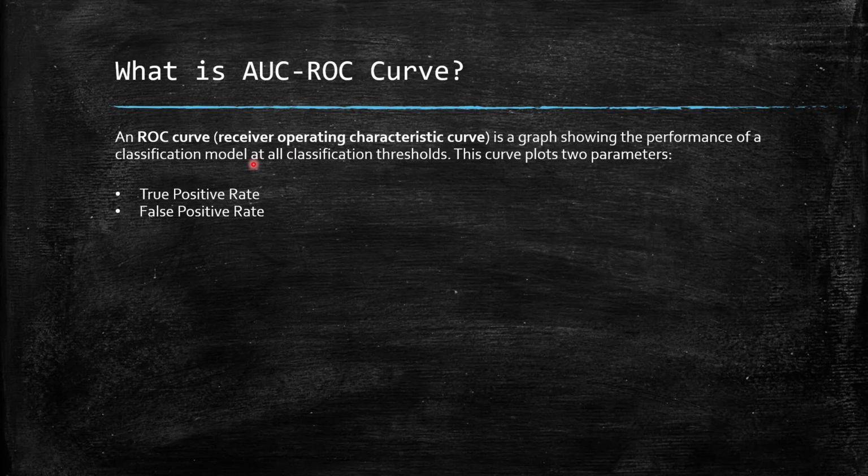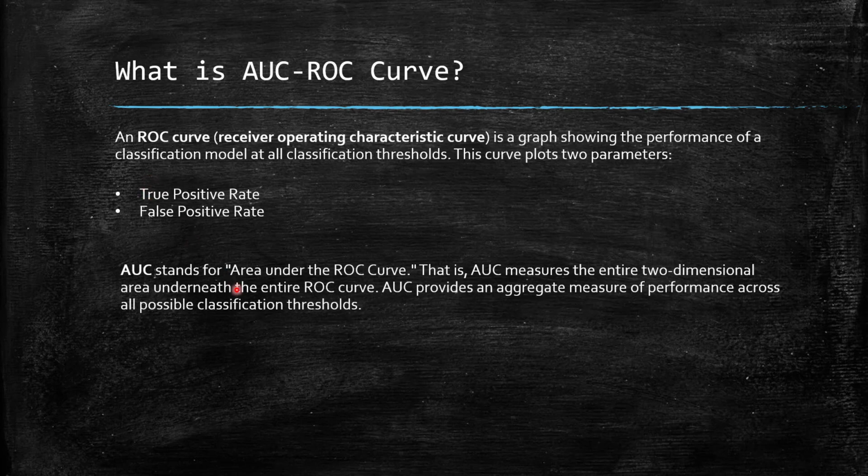By definition, ROC is a curve, and it plots two things. On the x-axis it plots the false positive rate, and on the y-axis it plots the true positive rate. AUC stands for the area under the ROC curve. So AUC is a number, a measurement. It measures the entire two-dimensional area underneath the entire ROC curve. AUC provides an aggregate measure of performance across all possible classification thresholds as well. We will understand very thoroughly why AUC is needed.